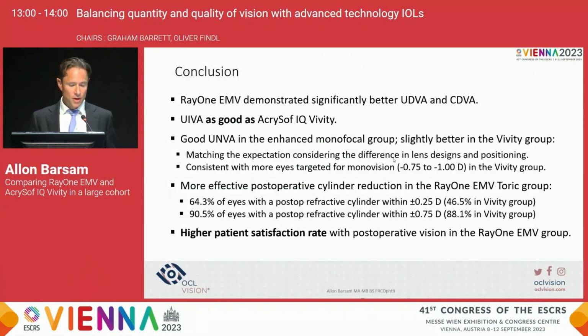So in conclusion, the RayOne EMV demonstrated significantly better uncorrected distance vision and corrected distance vision. Intermediate vision was equally good between the two lenses. We saw good uncorrected near vision in the EMV group, but slightly better, 3 letters better, in the Vivity group. But expectations were matched or even surpassed in the EMV group, given the difference in lens design and how the lenses are actually positioned in the market. And that difference in reading vision may actually be explicable by the fact that we targeted a little bit more monovision in the Vivity group.